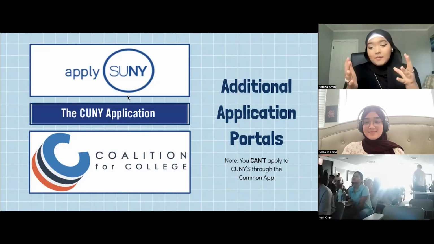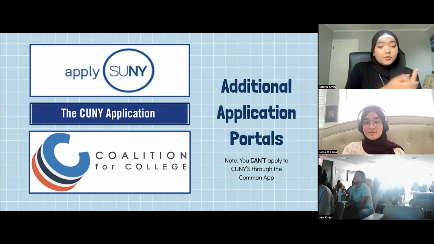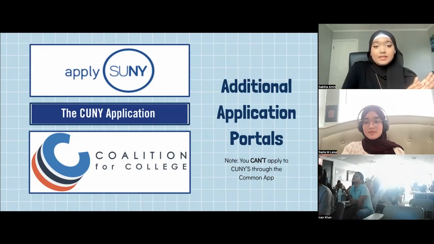So going back to SUNY, it is also accessible on the Common App, but let's say you are applying to more than 20 colleges and there are other schools that you want to apply to on the Common App. You can totally apply to those on the Common App and then list your SUNYs under the SUNY application. You just have to re-input some of your information.